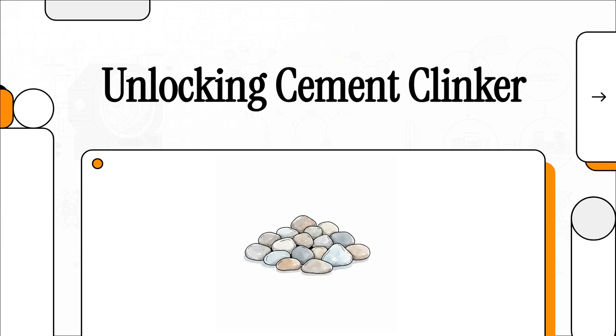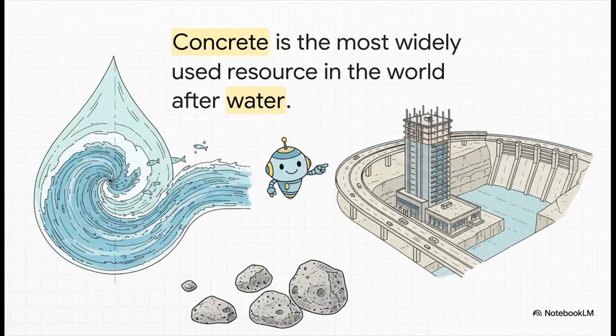Today, we're looking at the true blueprint of the built world, unlocking the secrets of cement clinker. Just look at the sheer scale of what Gooby is pointing out right there. Concrete is actually the most widely used resource in the entire world, second only to water. I mean, just look out your window, right? You'll see it literally everywhere. Sidewalks, massive skyscrapers, highways, dams, the whole shebang.